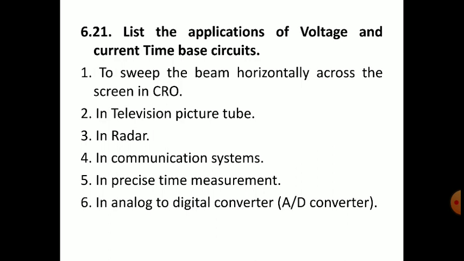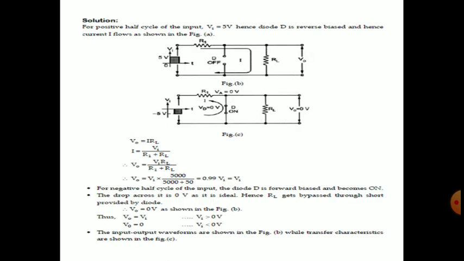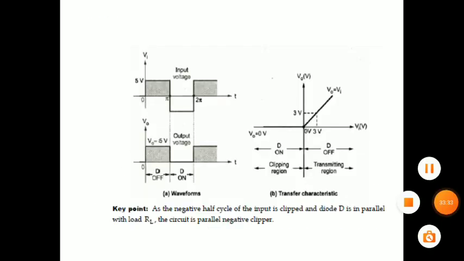Now the next topic is the applications of voltage and current time base circuits, where we use these time base circuits. As already mentioned, they are used to sweep the beam horizontally across the screen in CRO, in television picture tubes, in radar, in communication systems, in precise time measurement, and in A to D converters and digital converters.